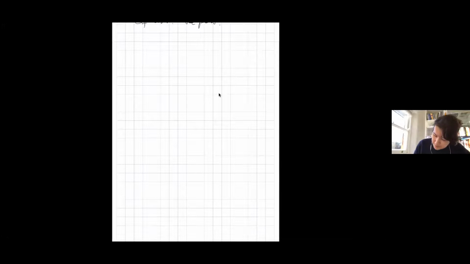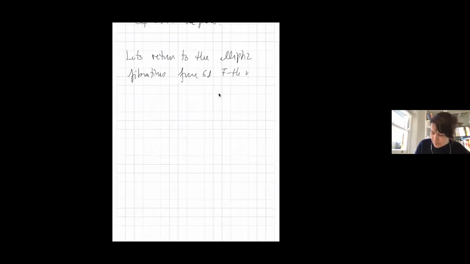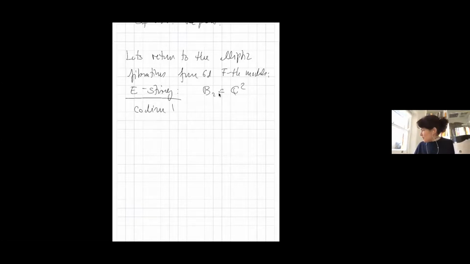So basically now let's return to the elliptic fibrations from 6D F-theory models. And let's consider the E-string. The E-string I already hinted at is basically in codimension 1. So the base is just C2. That's an allowed base for the 6D models. That's a very nice class of theories which just have a smooth C2 base, the very Higgsable models.